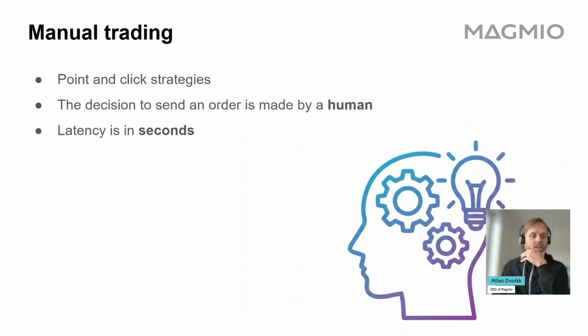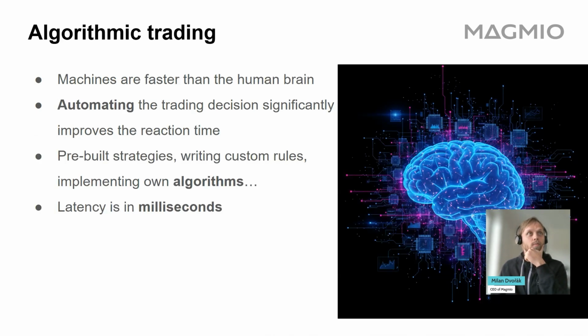Either way, that's the basic, or the first step, from the point of view of latency. And if you move to the next stage, we get into algorithmic trading. So that's when the decision isn't made by a human, but by a machine. And since machines are faster than the human brain, you get better latency by automating the trading decision.